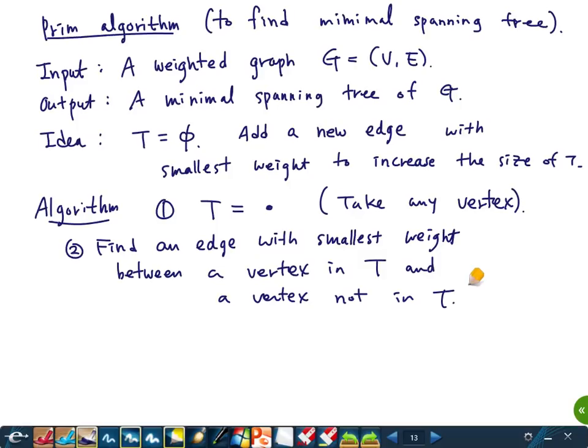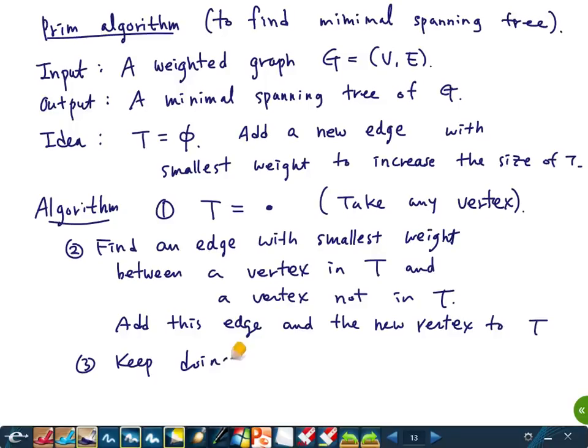So you create one edge and one vertex, making the size bigger. And add this edge and the new vertex, of course, attached to this edge, to T. This way we can increase the size of T until we have added all vertices. And that will be a spanning tree. And three is just keep doing one, two, until T becomes a spanning tree. That's it.